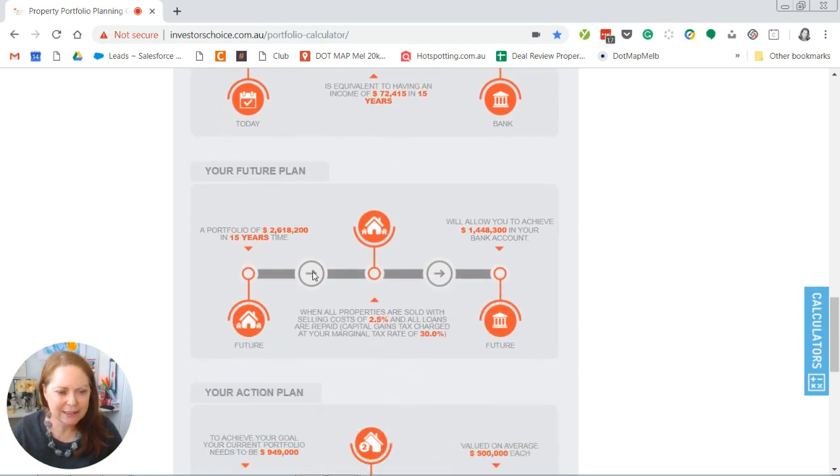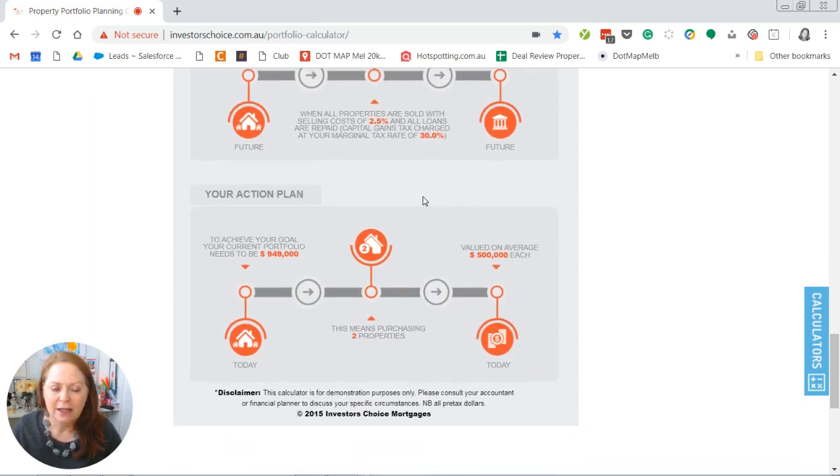So what's that look like? Well, if you had a property portfolio of $2.6 million in 15 years' time, you sold it, paid the selling fees, paid the capital gains tax, paid that loan off, then you would end up with that $1.448 million. Now, if we bring that all the way back based on that average capital growth to how big your portfolio needs to be now, there you go, 2 properties, $500,000 each, $949,000.